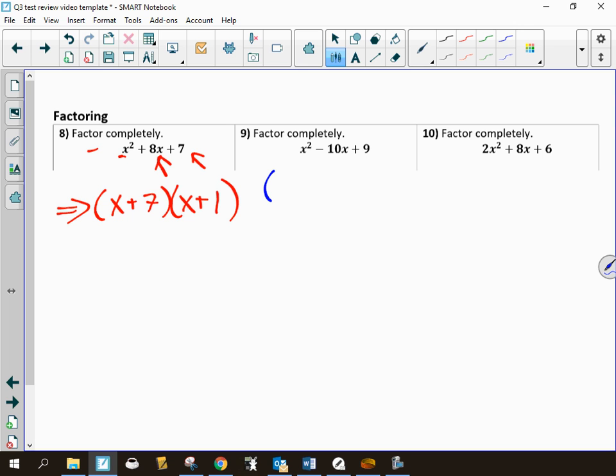So here we will have, I need two numbers that multiply together to give me 9 that add up to negative 10. Those two numbers are negative 9 and negative 1. So this will be x minus 9 times x minus 1.